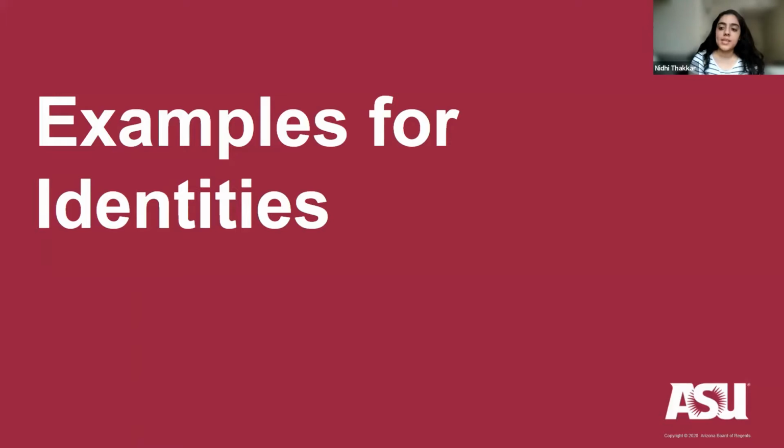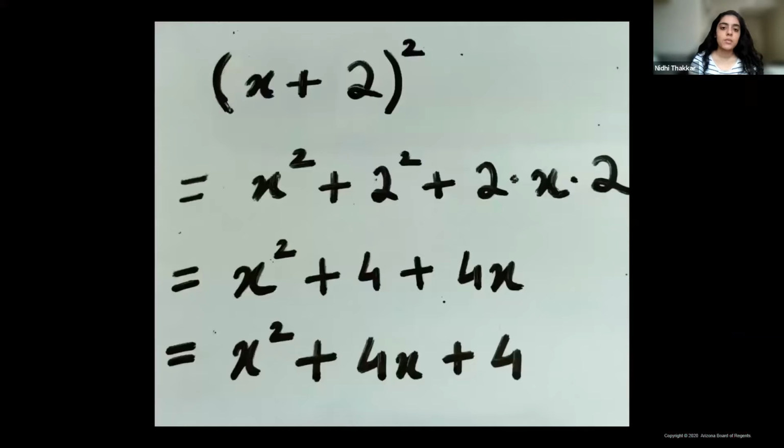We'll do some examples on these identities. The first is (x plus 2) whole square. As we remember, it is a square plus b square plus 2ab. Right here, a is x and b is 2. So a square would be x square, b square would be 2 square, and 2ab would be 2 into x into 2, since a is just x, not x square.